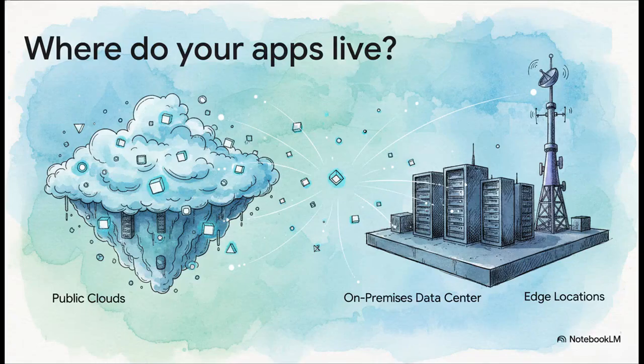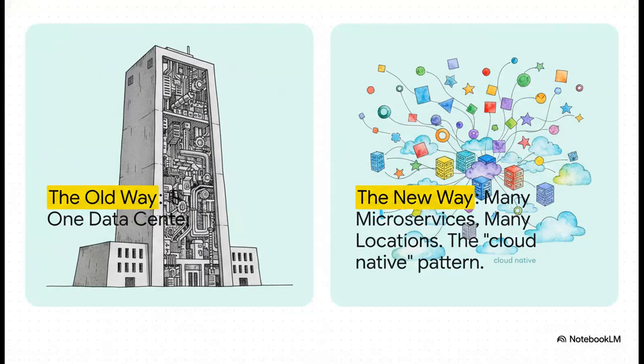You see, today's apps are scattered all over the place. Some parts might be running on a public cloud, maybe Google Cloud, maybe AWS, maybe Azure. Other parts are still chugging away in private, on-prem data centers. And now we're even pushing them out to edge locations, which are basically just closer to where you, the user, actually are.